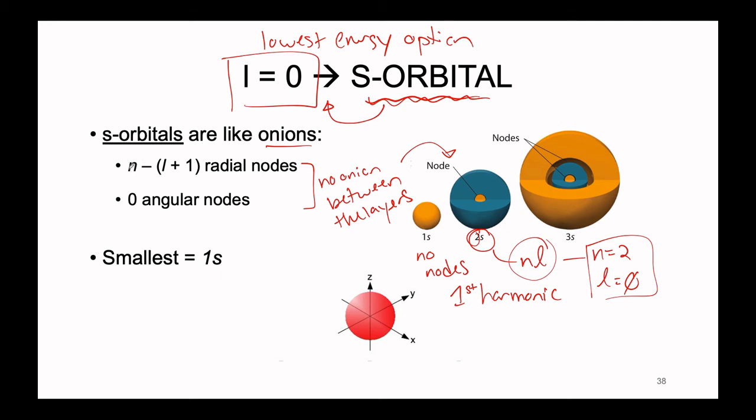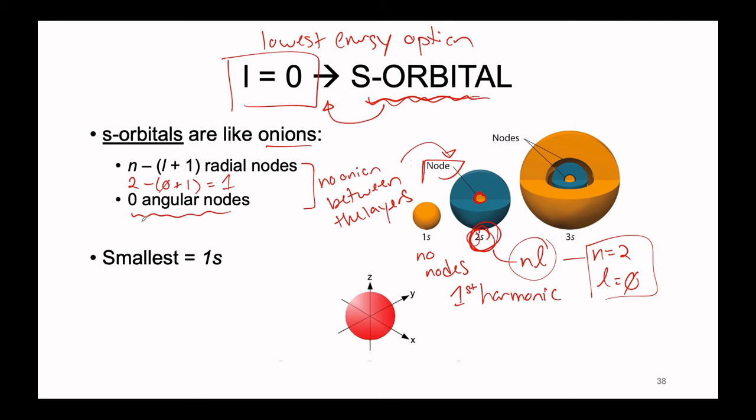Now, we can calculate how many radial nodes we would predict by taking the n. So let's say, for example, if we're, again, returning our attention to the 2s, n is equal to 2, and we're going to subtract out 0, since this is an s orbital, plus 1. So 2 minus 1 gives us 1 radial node, which is exactly what we see in this picture right here. There's one gap between the 2 different layers. Now, we also have labeled here that there are 0 angular nodes. There are no gaps as a function of angle.